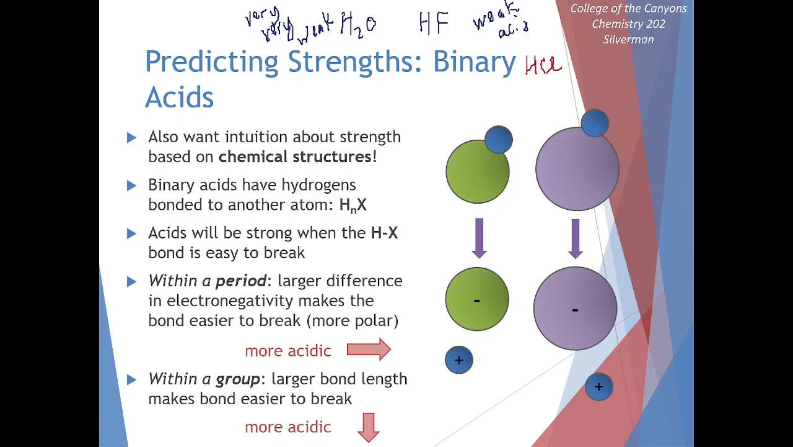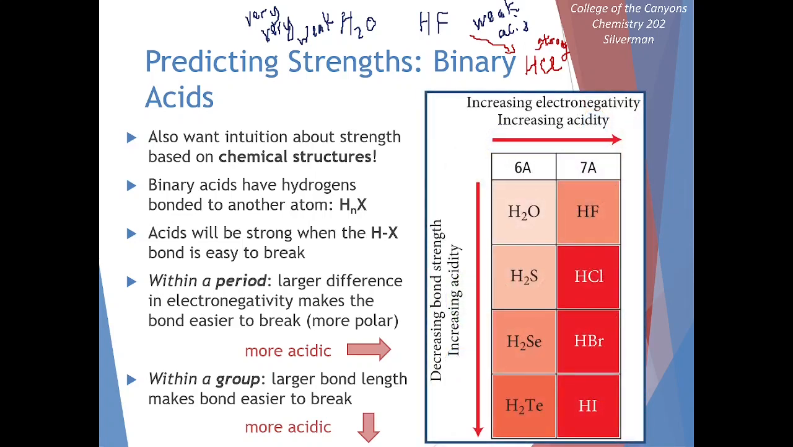Within the halogen group, HF is a weak acid. HCl, maybe we've memorized this, is going to be a strong acid. Just going one period down, we've gone from a weak acid to a strong acid. Right? So maybe we already had this intuition, but now we have an explanation for why.